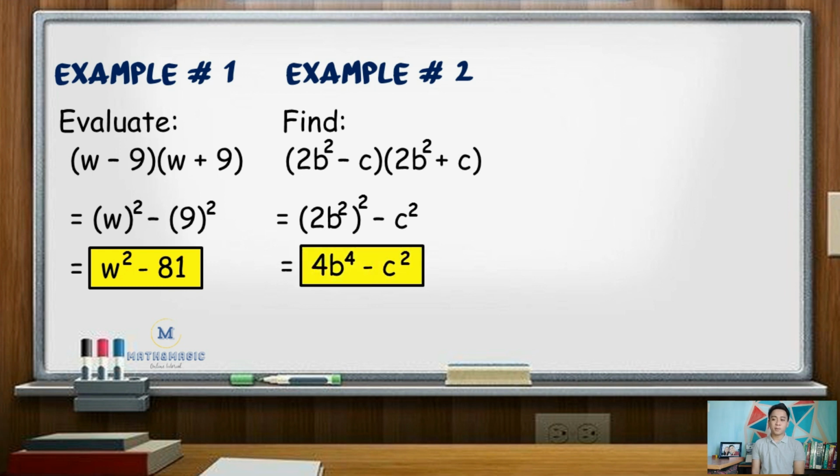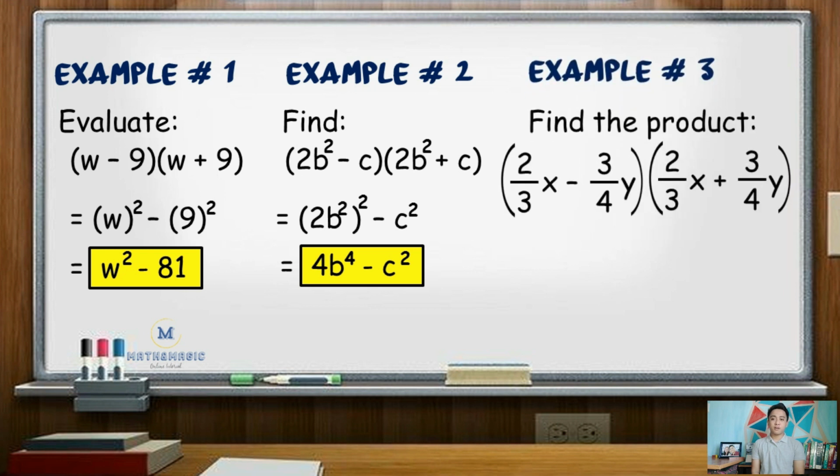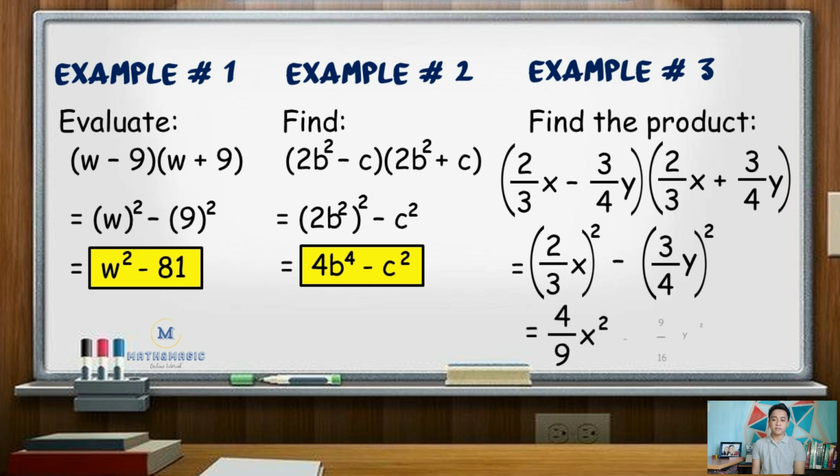Also another example, find the product of quantity 2/3 x minus 3/4 y and quantity 2/3 x plus 3/4 y. Get the square of the first term, that is the square of 2/3 x, or 4 over 9 x squared, then minus the square of 3/4 y, which is the same as 9 over 16 y squared. Hence, the product is 4x squared over 9 minus 9y squared over 16.